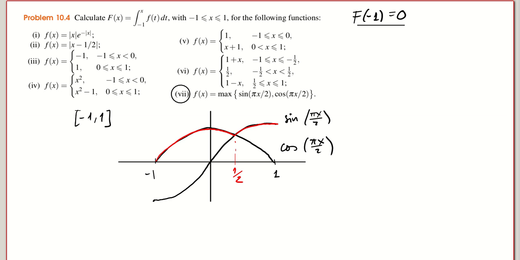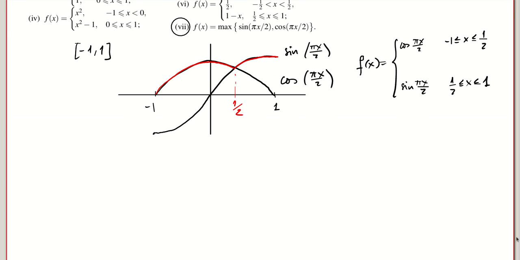Okay, so what we have is a function f, which is defined as the cosine of pi x over 2 when x is between minus 1 and 1/2, right? This one here, and then it's equal to the sine of pi x over 2 when x is between 1/2 and 1. Okay, now we proceed as usual.